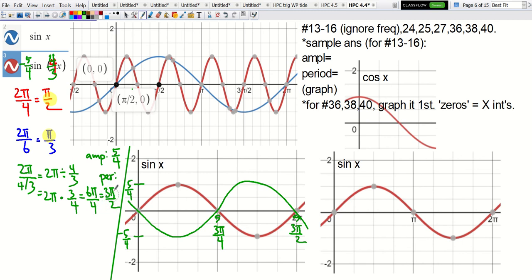So in this green case, you can ignore this, by the way. In this green case, if 4 over 3 is your coefficient, by this process, you will end up with 3 pi over 2 as your period. Let me say that in terms of the definition of period, which is that it will take 3 pi over 2 units on the x-axis for the graph to repeat itself.